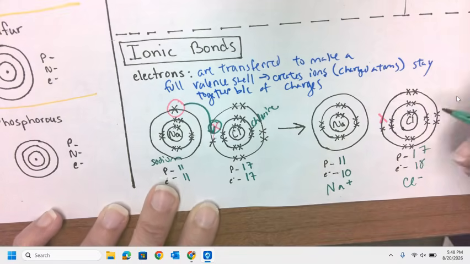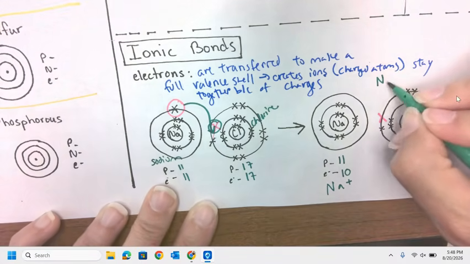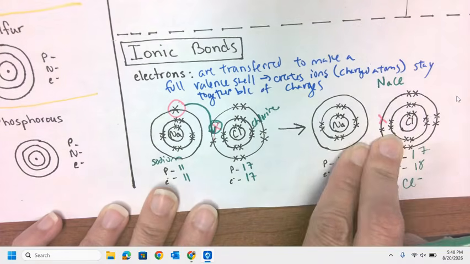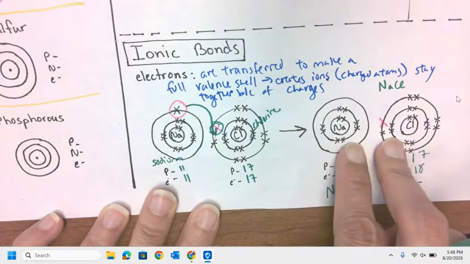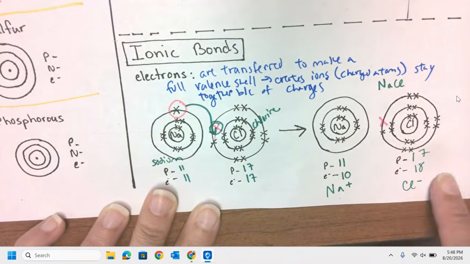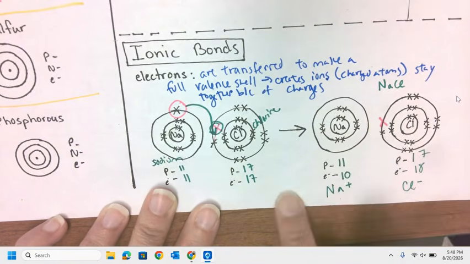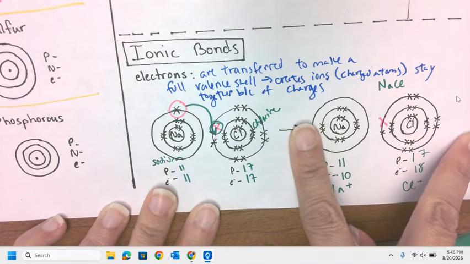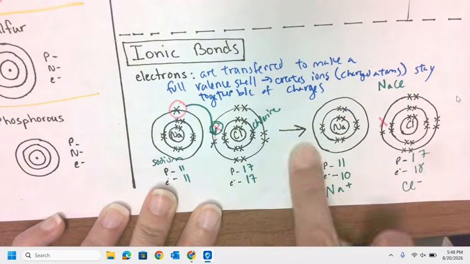So this is what we would call salt. Well, it's a type of salt, NaCl, but this is table salt, right? These two stay together when they're not in water because the negatively charged ion is attracted to the positively charged ion. But if you put them in water, they dissolve and separate. Okay, so this is an ionic bond right here.